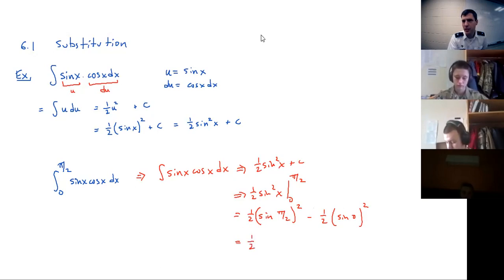And I could change some colors here, I guess. Put a dark green. This part's equal to 1. This part's equal to 0. And we get 1/2.